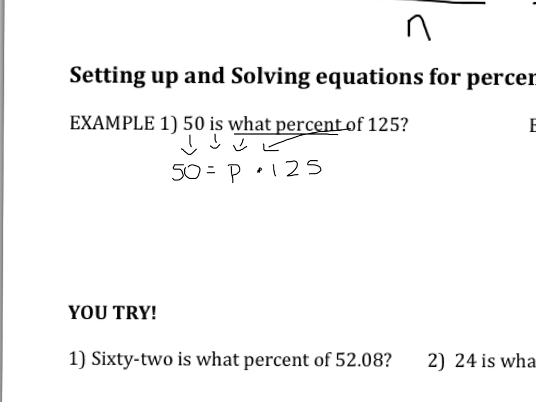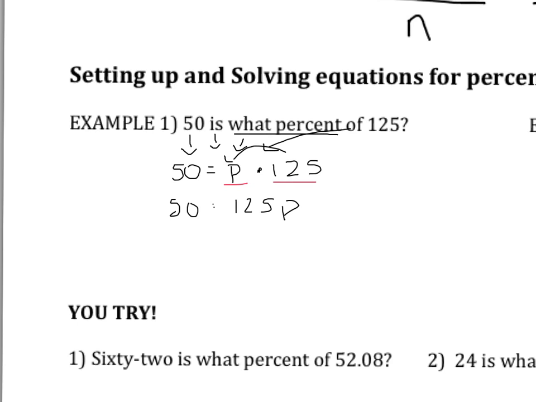Now I'm going to rewrite this in a form that we're a little bit more used to, because right now P is in front of your coefficient, 125, and we normally see something like 50 equals 125p. What I did there was I rewrote it so that the coefficient was in front. I moved the coefficient to the front, right? And then I took out the multiplication sign, because remember, when a number touches a variable, that means multiplication.